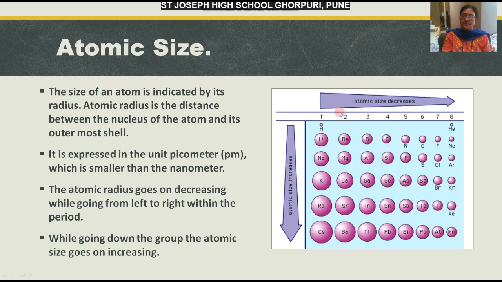Let us see what happens down a group. Lithium, sodium, potassium, rubidium and cesium. As you can see in the diagram here, the size of the atom goes on increasing as we go down a group. Now what is the reason? What is the explanation for that? Here, as you see, the number of shells in the atom go on increasing, and therefore as the shells increase, the size of the atom also increases. Therefore the gradation down a group is the atomic size goes on increasing.